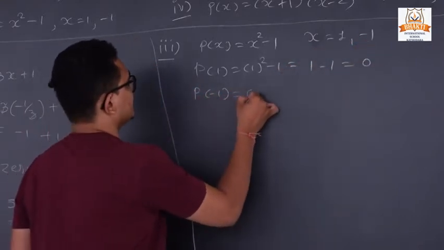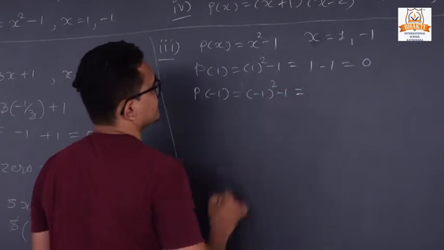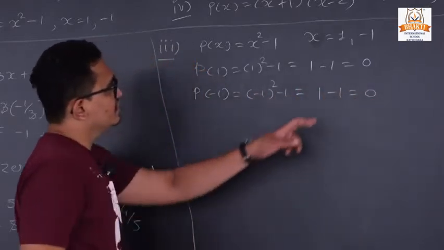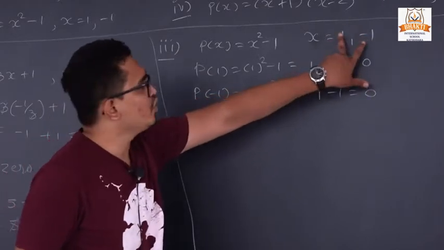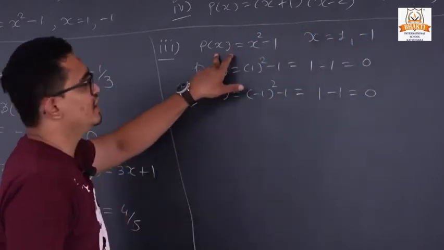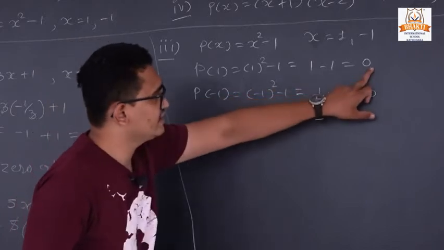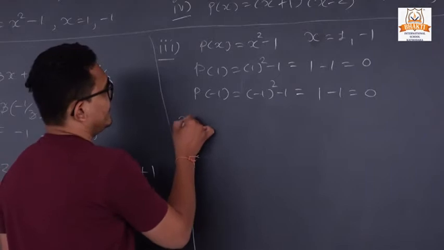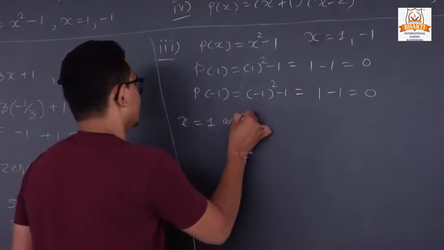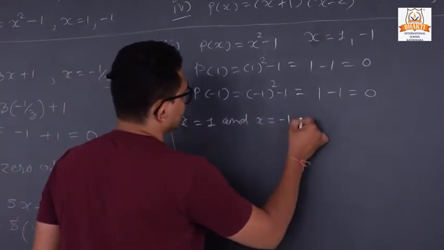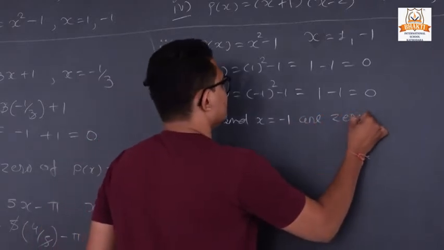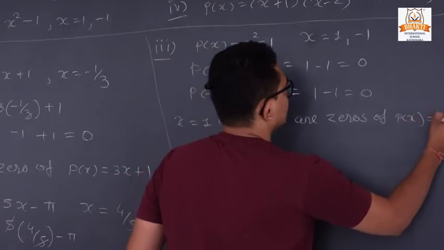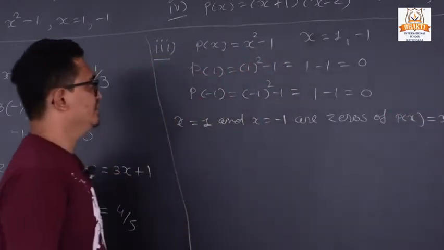p of minus 1. So minus 1 square minus 1. Minus 1 square becomes plus 1. So it means 1 and minus 1 both are zeros of that polynomial, because in both cases we get 0 as our answer. So here we can write x is equal to 1 and x is equal to minus 1 are zeros of p of x is equal to x square minus 1.